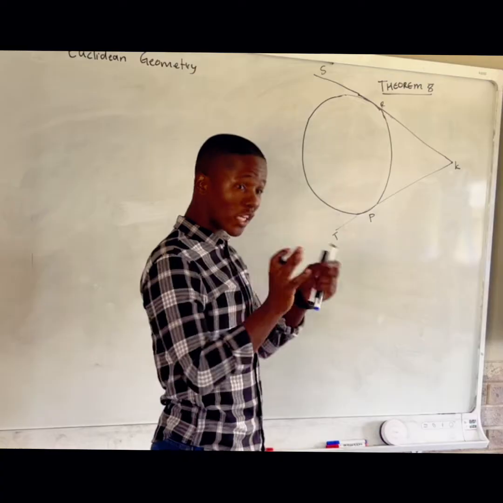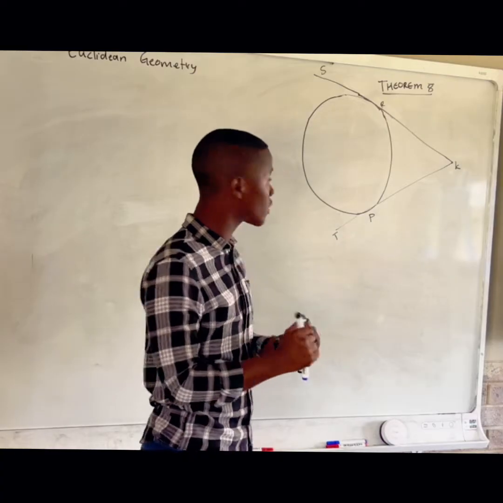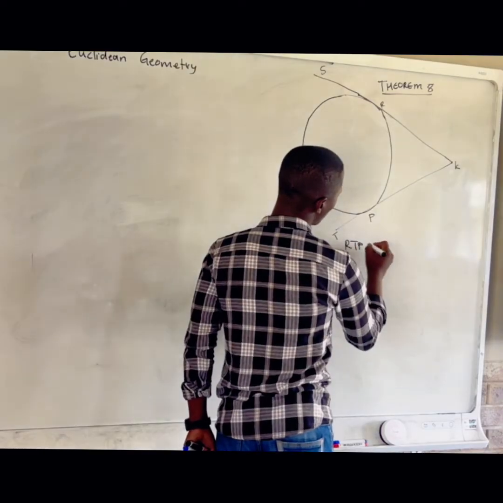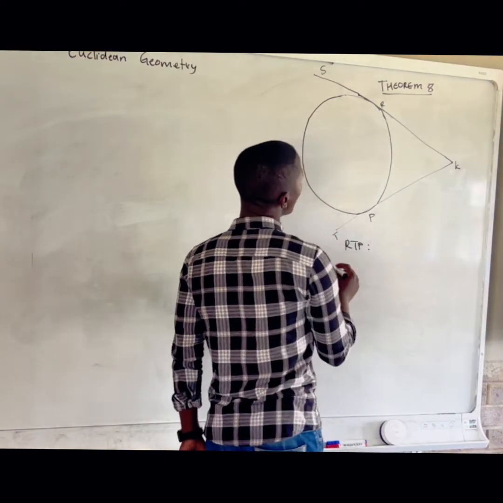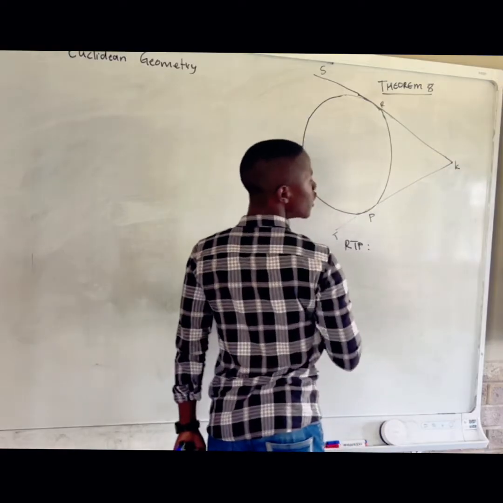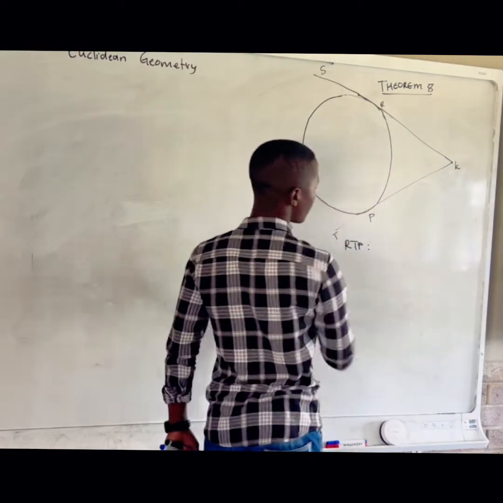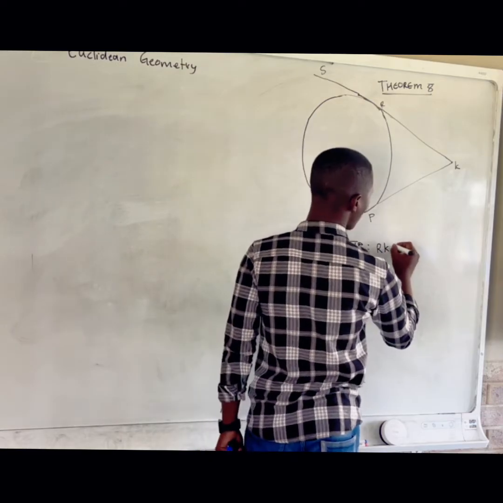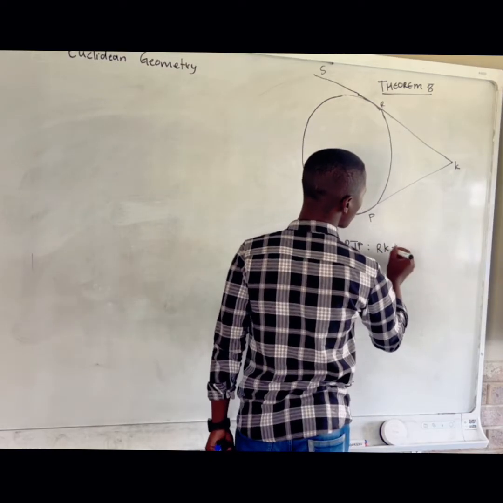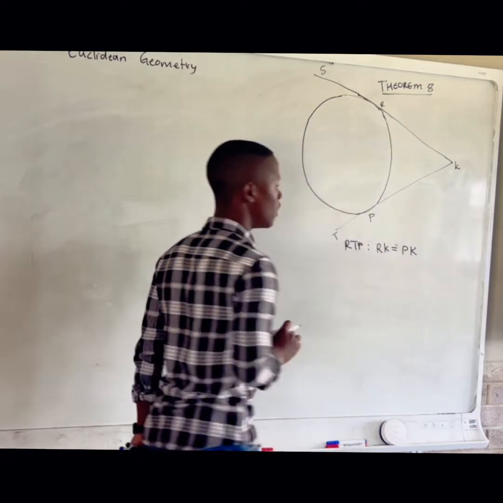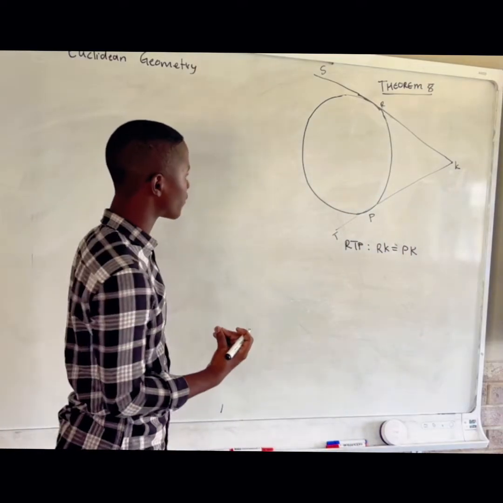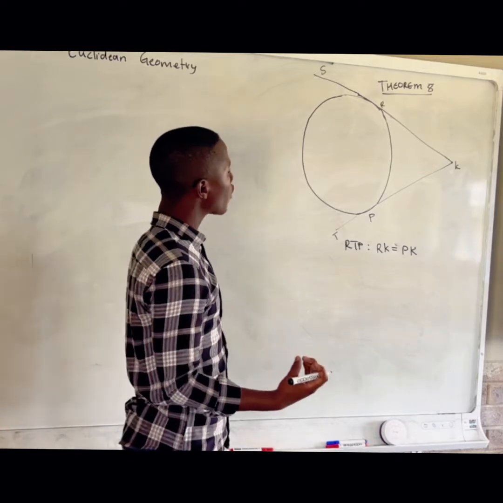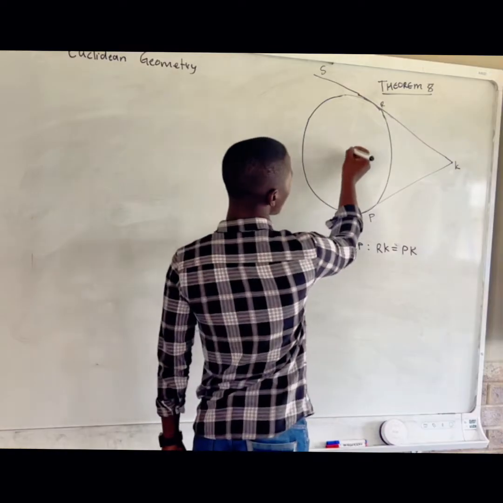So actually what we are required to prove according to this theorem is that RK is equal to PK. You are required to prove that tangent RK is equal to PK. This is what we are required to prove. So what are you going to do firstly here? We are going to start by providing a construction.